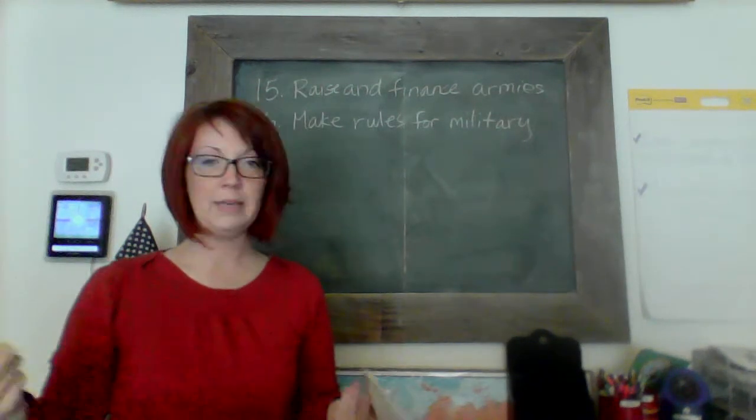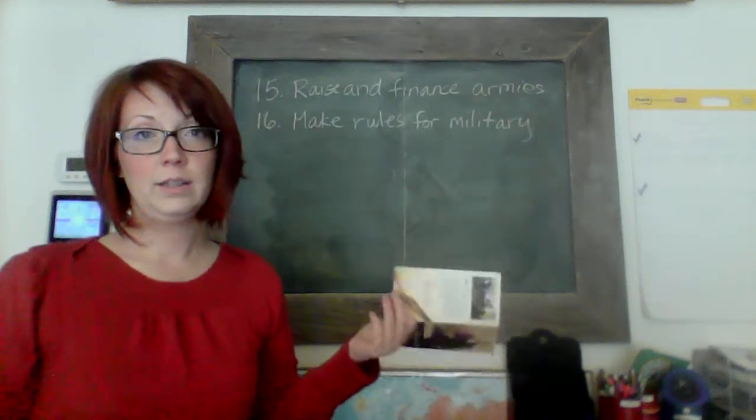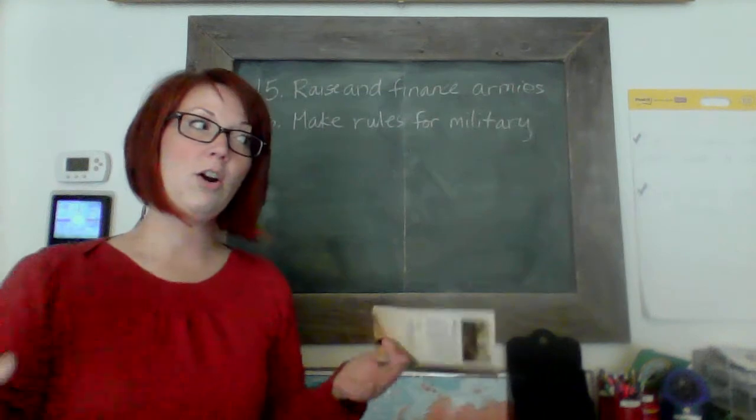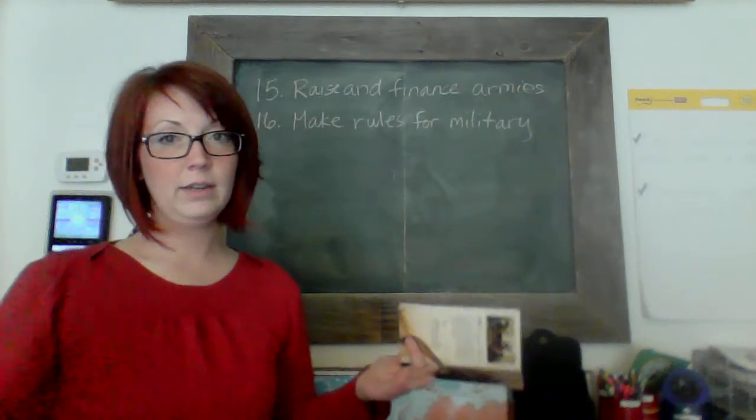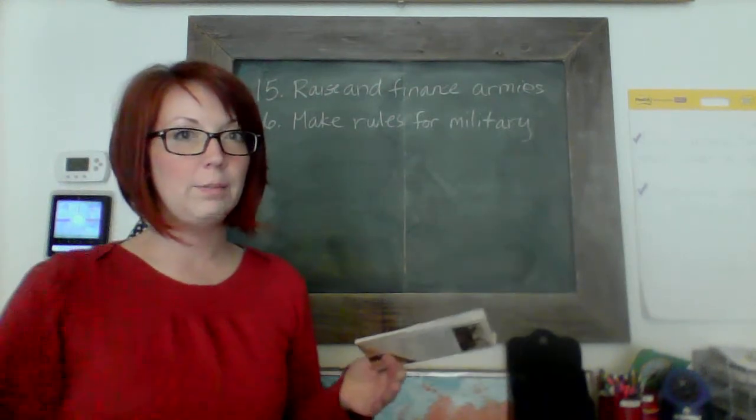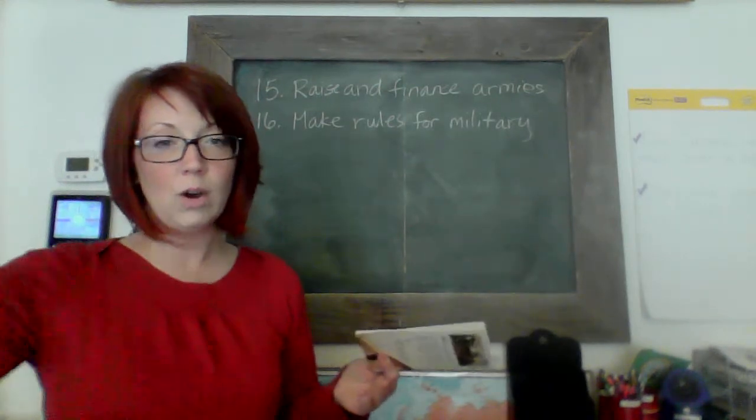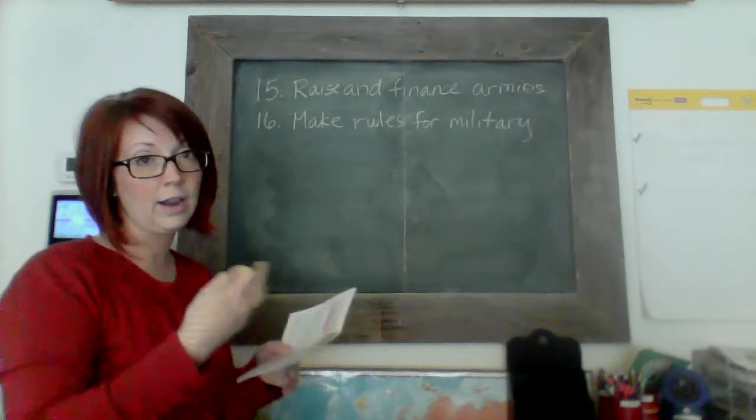To provide and maintain a navy. This was a newish kind of thing for the government, because before we had an army, but we didn't have an official navy. Our first navy was like ships that George Washington commissioned and said, hey, would you go out and do this mission for me? There was no real official navy, so now we're going to have an official navy.